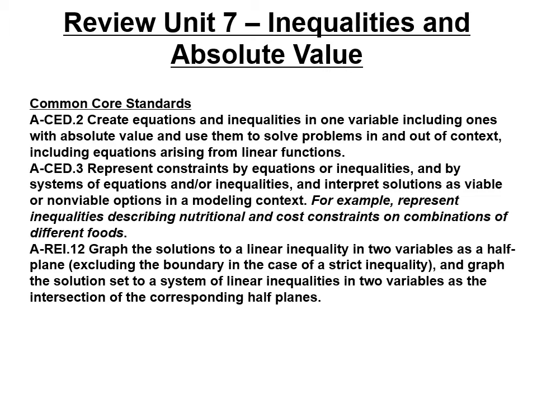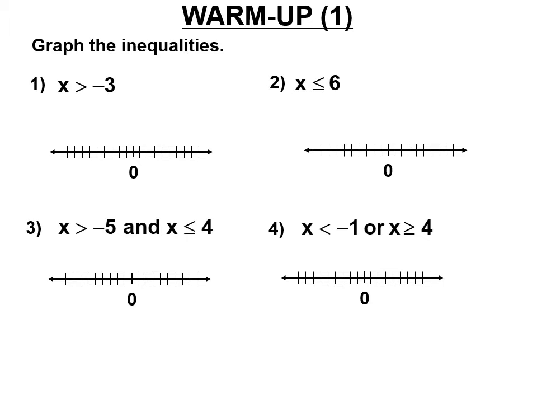All right, welcome to the review for Unit 7 on inequalities and absolute value. So we started with one variable inequalities. This one is x is greater than -3. 1, 2, -3, greater than, open circle because there's no "or equal to," and the number is greater than -3 this way. X is less than or equal to 6. 1, 2, 3, 4, 5, 6. Closed circle on 6 because "or equal to," and the number is less than 6, so that way.